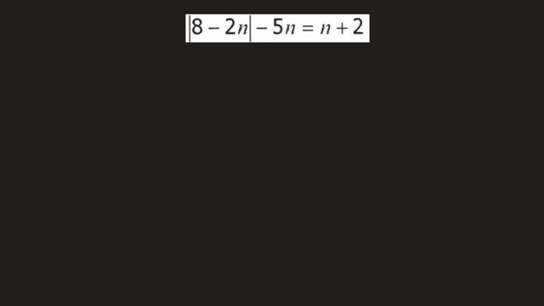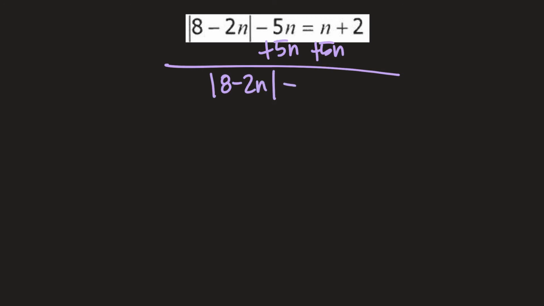So we have now the other cases that we worked on in class, which was where we have a variable on both sides. This one is a little different because I still need to isolate my absolute value. So that has to be the first thing that I do. So I'm going to add 5n to both sides. So I have the absolute value of 8 minus 2n is equal to 6n plus 2.